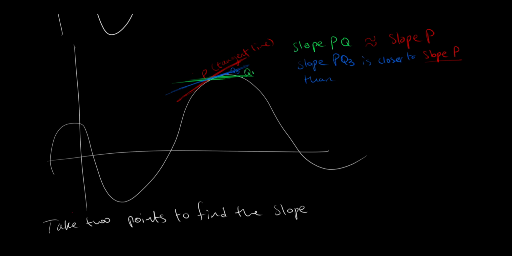Slope Q1. All right. Okay, so as you can see, the closer P and Q are, the better our tangent line is going to be. Our tangent line is going to be more precise when we close up Q.